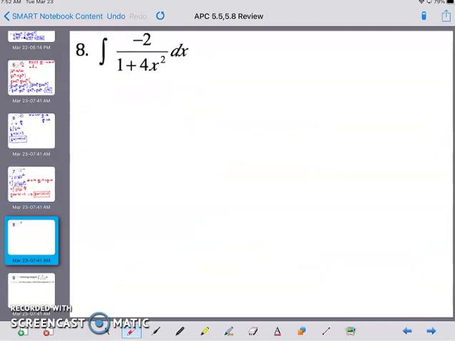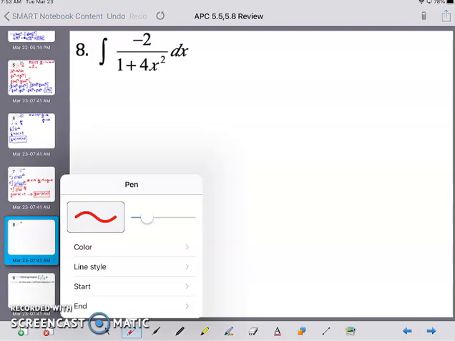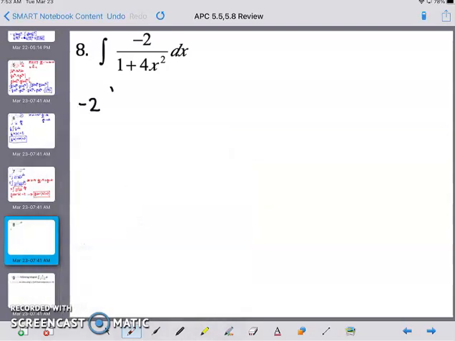For my final integration practice problem, you should note that number 8 looks a lot like number 6, except in number 6, our numerator was x, and in number 8, our numerator is -2. Okay, well, once again, we can always pull any numbers or any coefficients in front of our integral symbol. So if I do that, then this is going to look like -2 times the integral of 1 over 1 plus 4x squared dx.